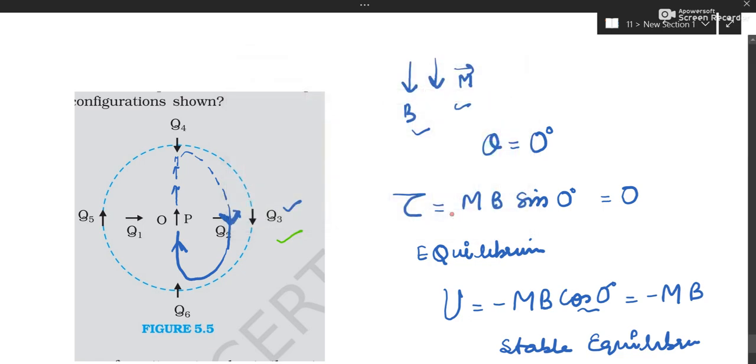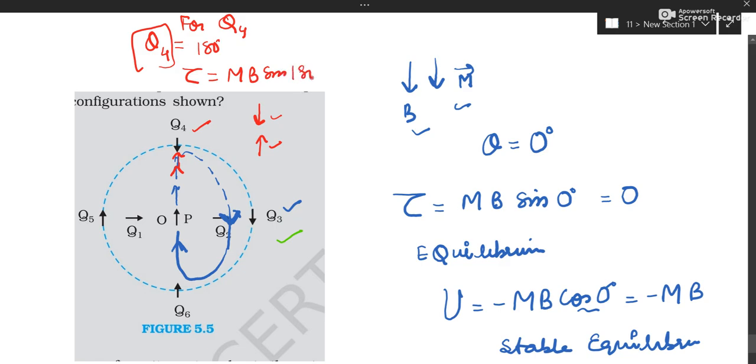Q4. Q4 is here. So you can see Q4's M is like this, and this is the magnetic field that is reaching it. So how is it? Angle is 180 degrees for Q4. This is theta 4. For Q4, theta 4 is 180 degrees. So what is your torque? Your torque will be MB sine 180. Sine 180 is also 0. The torque is 0. That means equilibrium. It means for the fourth needle it is equilibrium.